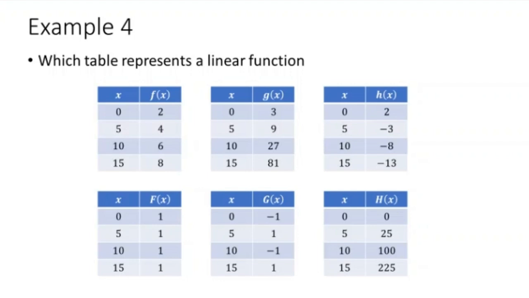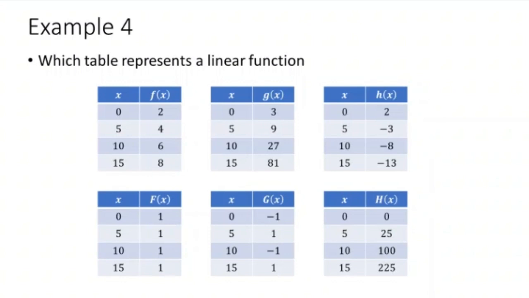Another way to interpret that is if x is changing by the same value. In these tables, you can see the x are all changing by 5s, going from 0, 5, 10, 15. Then f of x should be changing by some fixed value as well. It may not be the same as what x is changing, but it is still changing consistently.